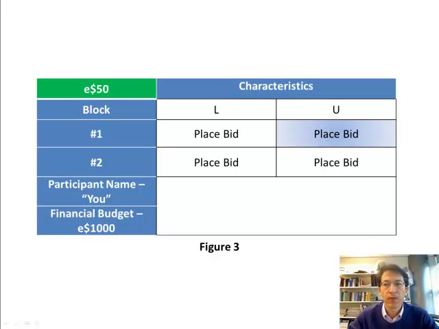Now, in Figure 3, your decision to refrain from placing a bid for block 1 and characteristic B when the price of that block reaches $50 is shown.